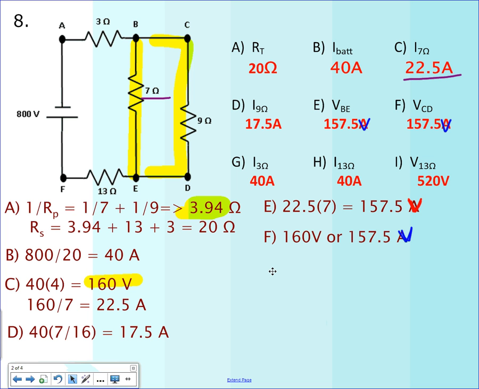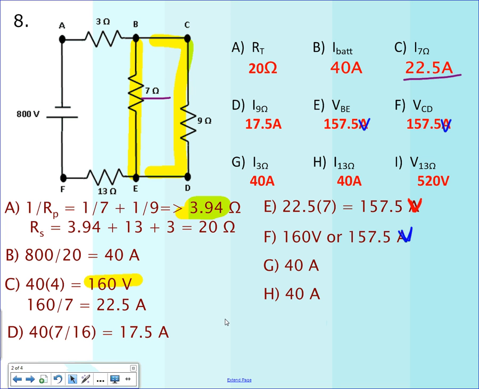Moving on to G, what is the current through the 3 ohm resistor? Well, this 3 ohm resistor is in series with the battery, so there's no math needed. It's the exact same current that comes out of the battery. Part H, what's the current that goes through the 13 ohm resistor? Same deal. This is in series with the battery. There's only one pathway here, so all 40 amps goes through that 13 ohm resistor, or goes from F to E. Which brings us to the last one, letter I, the voltage through the 13 ohm resistor.